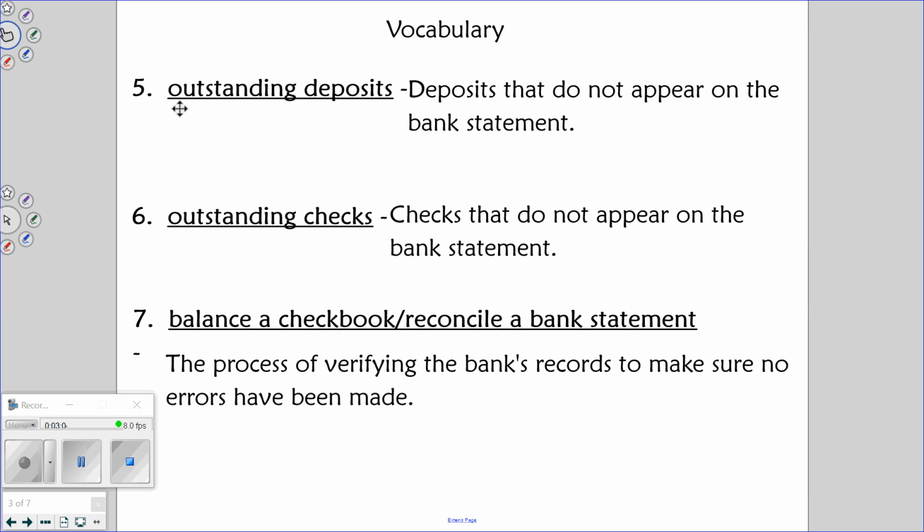And then balancing a checkbook or reconciling a bank statement, whatever terminology you want to use there, that's the process of verifying the bank's records to make sure no errors have been made. Is it possible the bank made an error when they did your account? Absolutely. Okay. I think a lot of people anymore just assume, the bank did it, I'm sure it's right. It's not always right. So you need to always double check.